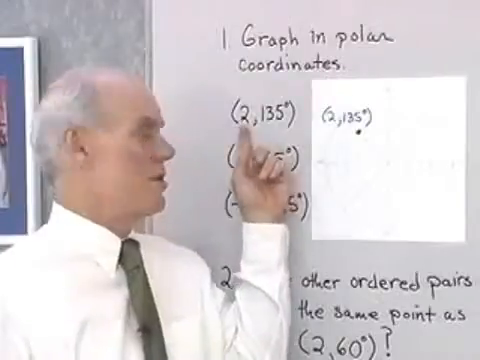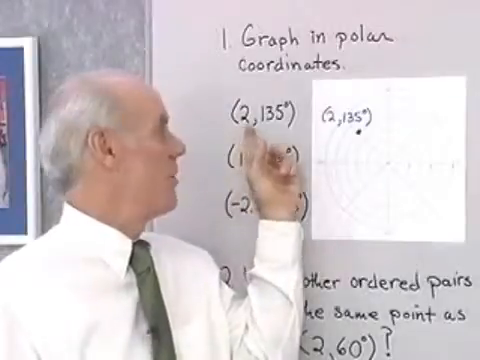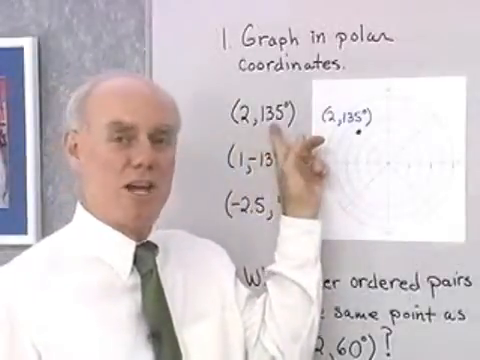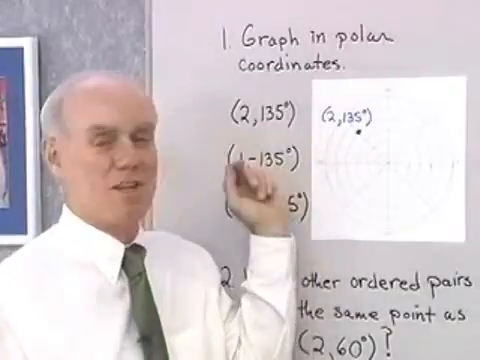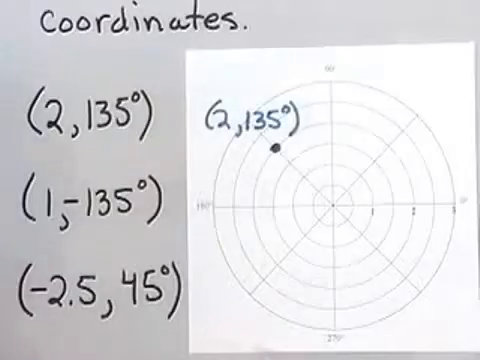So in polar coordinates, the first number is the distance out to the point, and the second number tells you the angle in standard position along whose terminal side you travel to get to the point. Let's look at the next one.